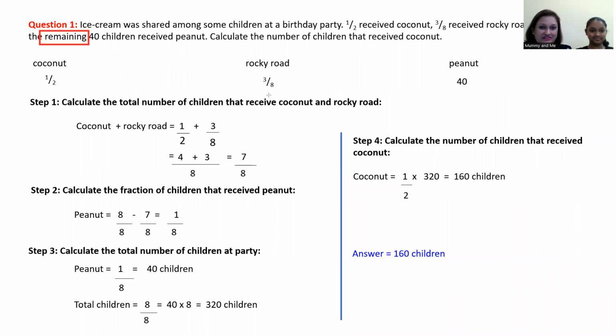Remaining 40 children receive peanut. So let's draw a little box here. How many parts should I separate this into? 8, because our denominator is 8. Depending on your denominator, you will know how many pieces to cut your block.